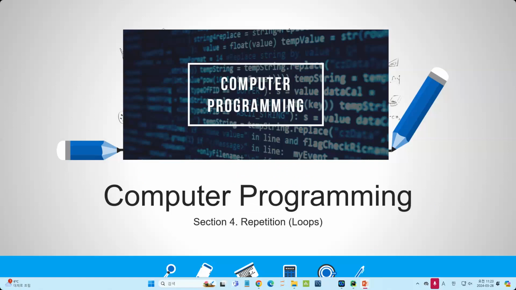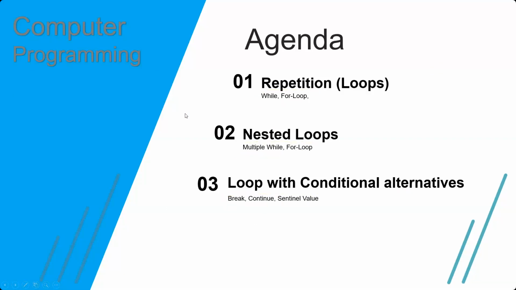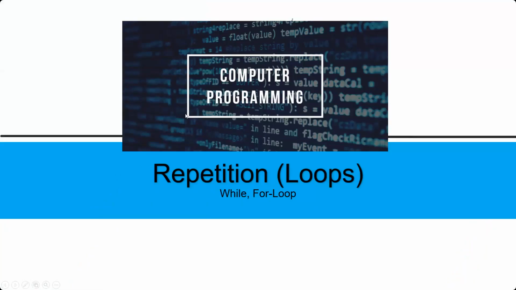So now let's look at repetition. We are going to learn some concepts about loops. We call it repetition. We are going to use while and for loops. The second part, we are going to learn about nested loops. Nested loops mean multiple while or for loops, and then some other conditions, like we can use break, continue, and sentinel value. Okay, let's look at repetition.